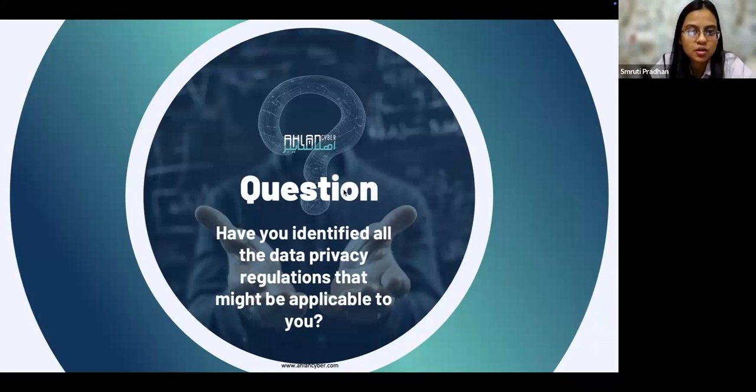to your organization. So let's have this polling question. You have two simple options here. Either it's a yes, you already know which privacy regulations are applicable to you, or you don't know which privacy regulations are applicable to you. So we would request your response to this polling question.